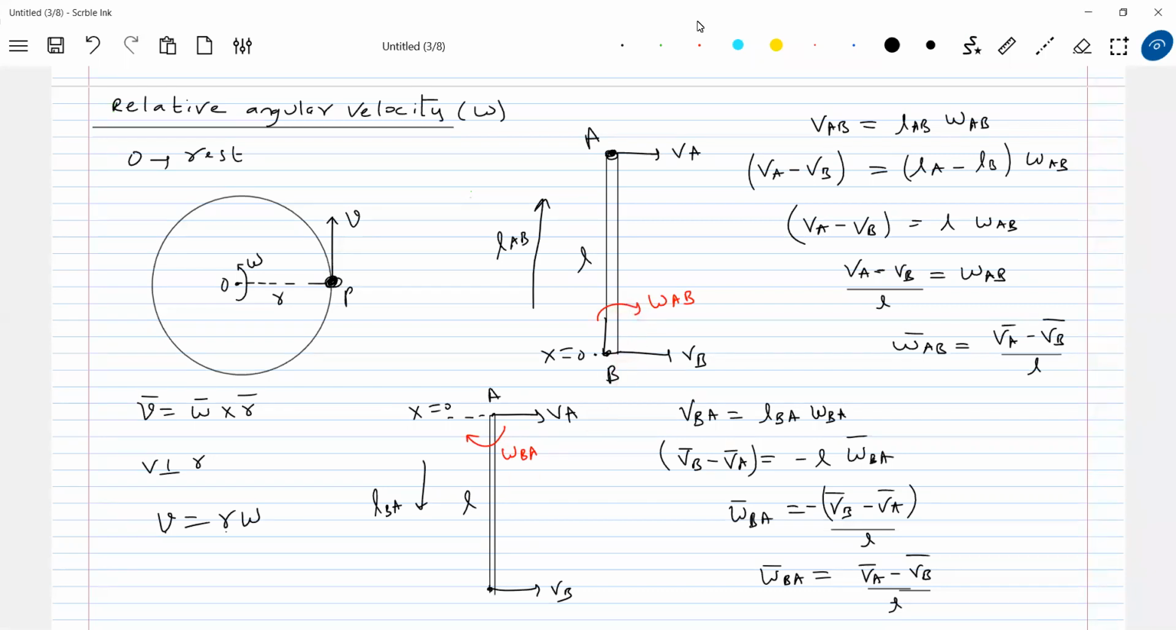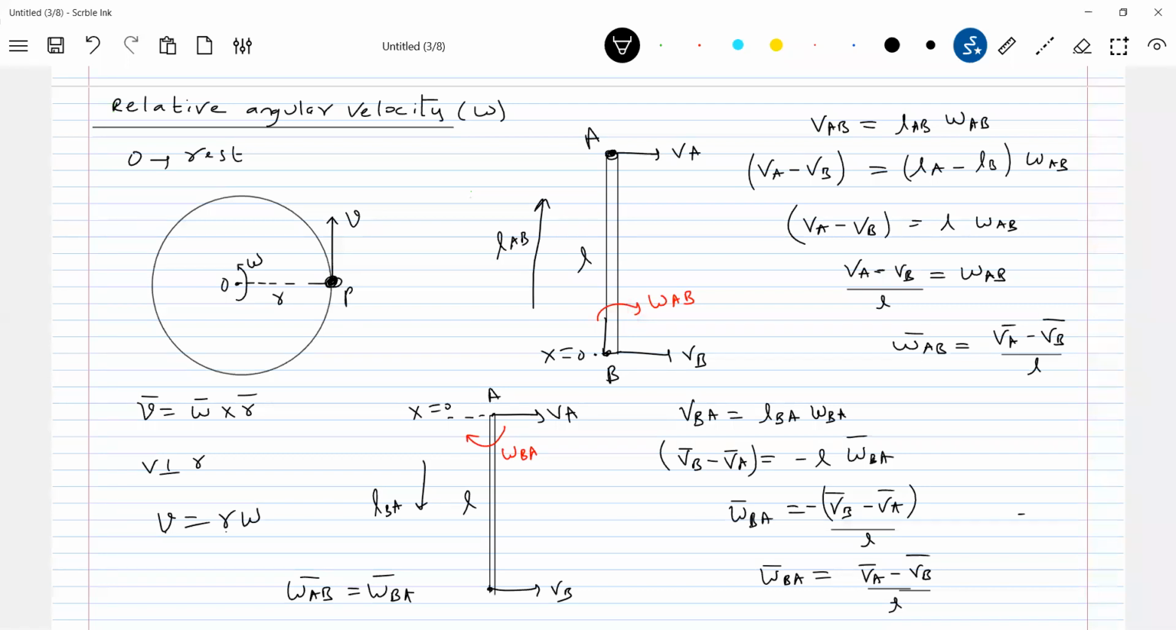So shall we conclude, Sir? Wait, wait. I'll conclude here. So omega AB therefore. What is the conclusion now? Omega AB bar is equal to omega BA bar. It doesn't matter. It's telling.